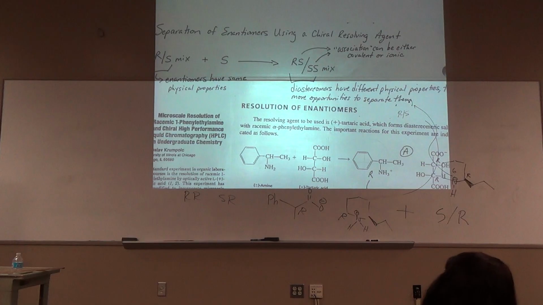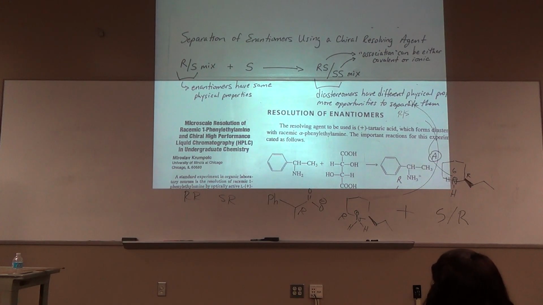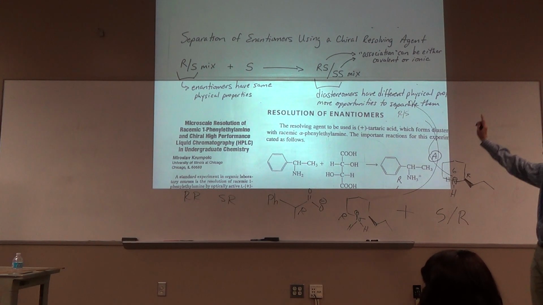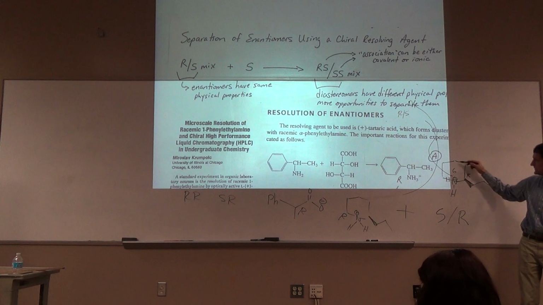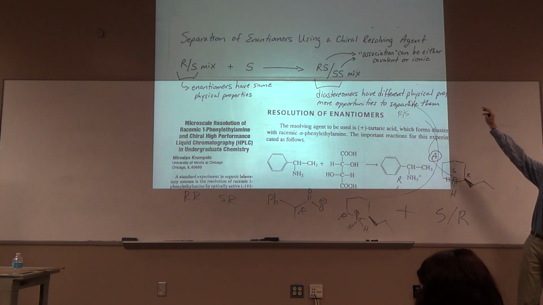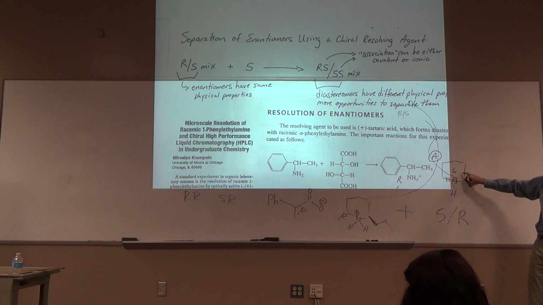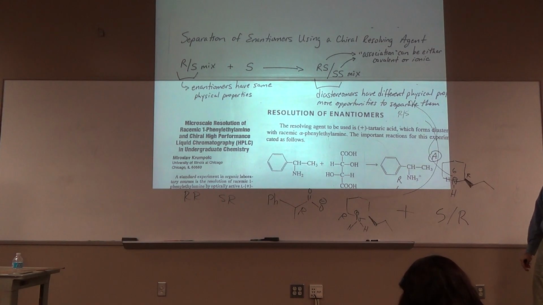I know some of you have already been looking at that. Don't have a lot of time to go into that, but that's separation of an enantiomer using, in this case, this base, which would be called a chiral resolving agent, to make diastereomeric salts.